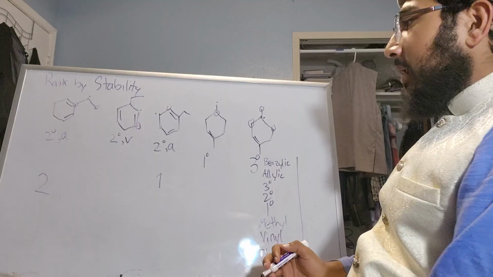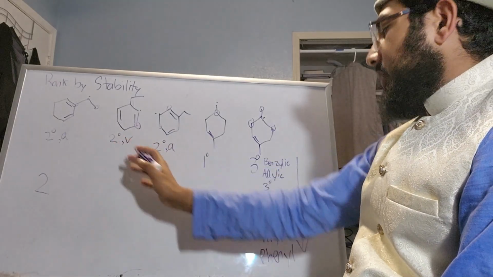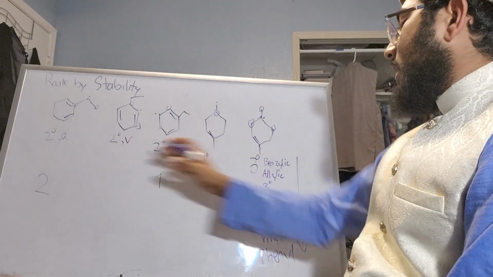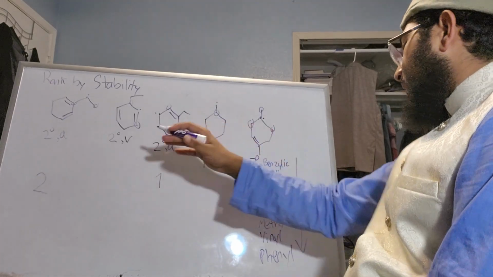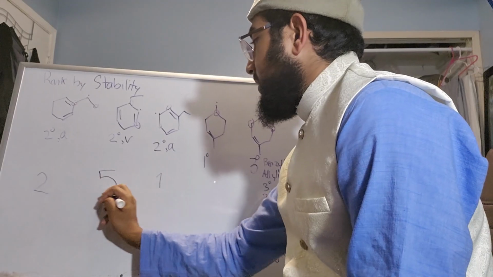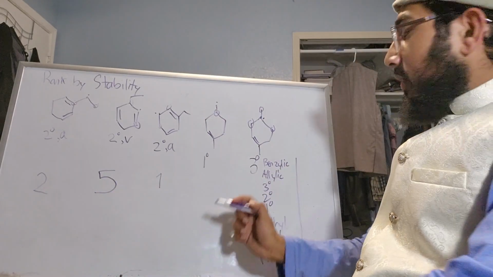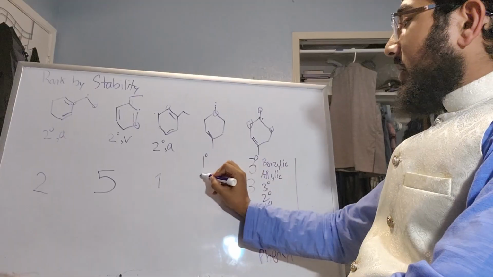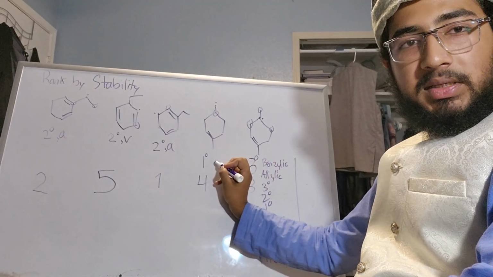Now, after that, let's just look at this one here. The vinyl is one of the worst ones, and none of these are worse than vinyl. None of these are vinyl, and none of these are phenyl, which would make this automatically in 5th place. Now, between first, this one would be slightly better than this one, because this is third degree, this is first degree.